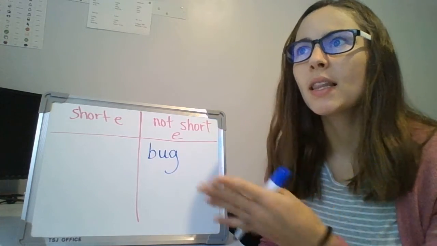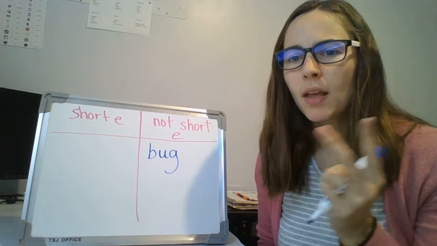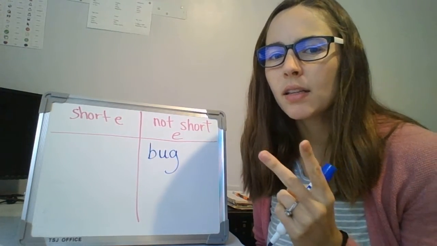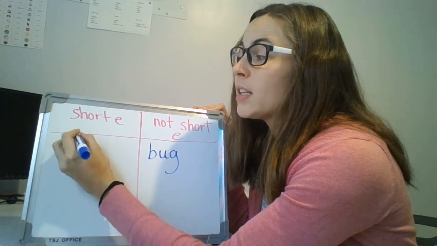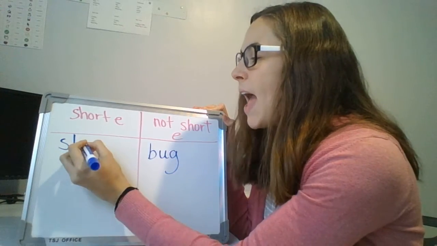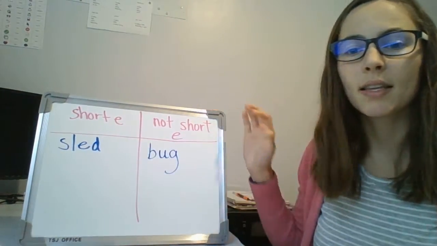Now, sled has a blend at the beginning. What two letters do you hear in the blend? I hear S and L, S-L. Then my short E sound, and then a D for D, sled.